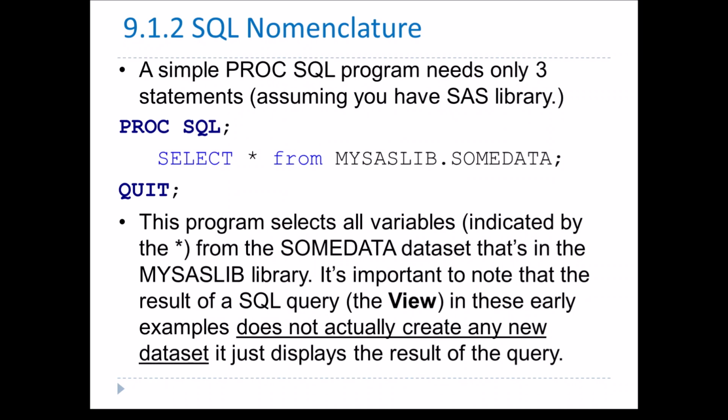So here's a simple PROC SQL. You can do it with only three statements. Here it is: PROC SQL; select * from some data set name, mysas.sumdata; and then quit. So this program selects all variables, indicated by the star, from the SumData dataset that's in the MySAS library. It's important to note that the results of the SQL query, the view, in these early examples, doesn't actually create any new dataset. It just displays the result of the query. Again, as I mentioned, sort of like a PROC PRINT.